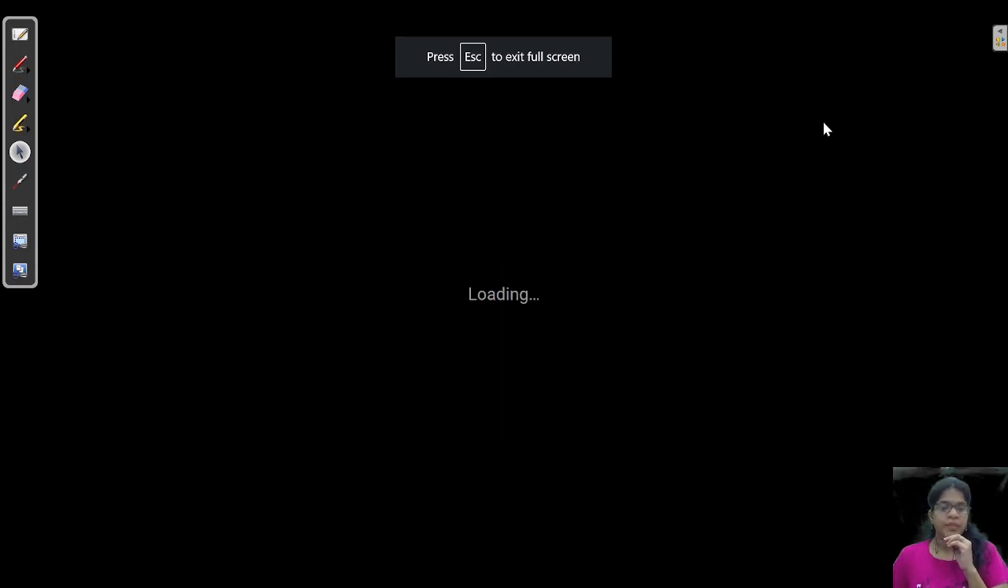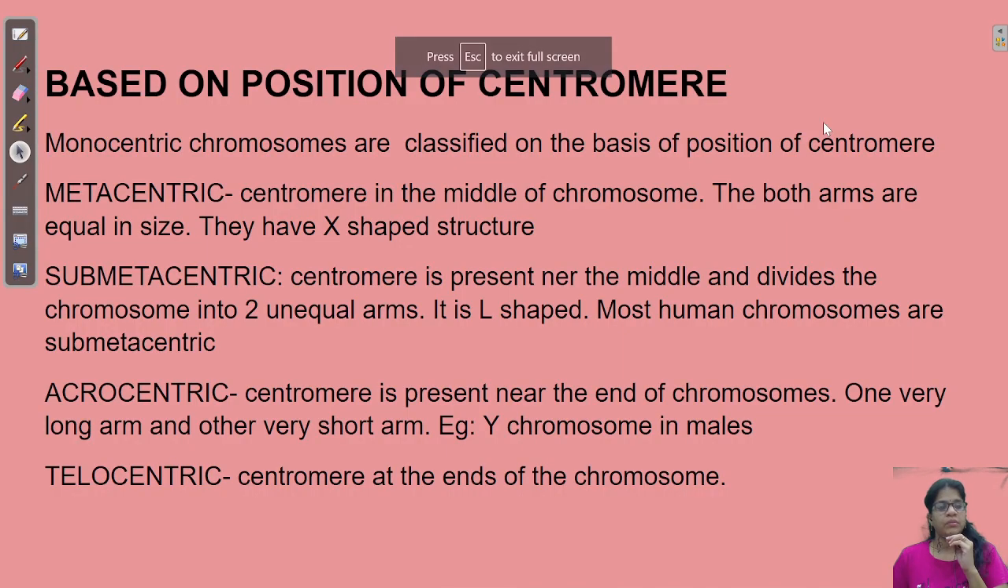So as I told you, monocentric is mainly divided into metacentric, submetacentric, acrocentric and telocentric. In metacentric, the centromere is in the middle of the chromosome and both arms are equal in size. In submetacentric, the centromere is present near the middle and divides the chromosome into two unequal arms. It is L-shaped. Most human chromosomes are submetacentric. Please remember, they may ask you, most of the human chromosomes are submetacentric.